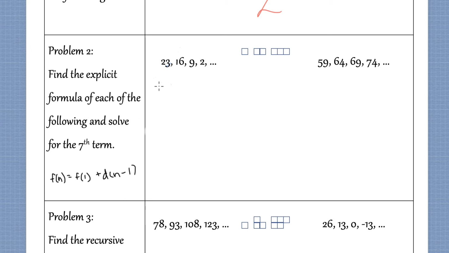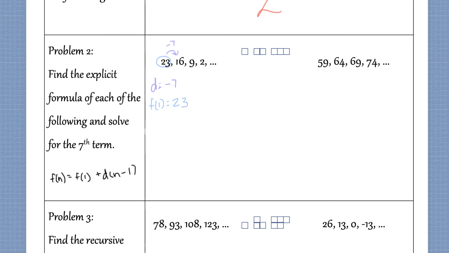And so first what we're going to do is find the common difference, or d, and we want to see how much we need to subtract from 23 to get to 16. And to get to 16, we need to subtract 7. And so that means that our common difference is -7. Next, we want to find our initial value, and so f of 1 is the initial value. The first term of the arithmetic sequence is our initial value. So our first term over here is 23. So that means 23 is our initial value.